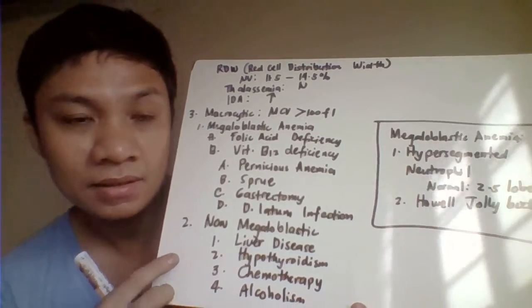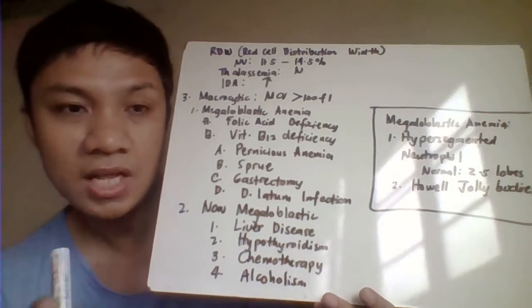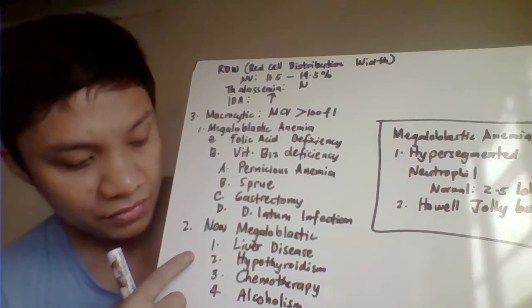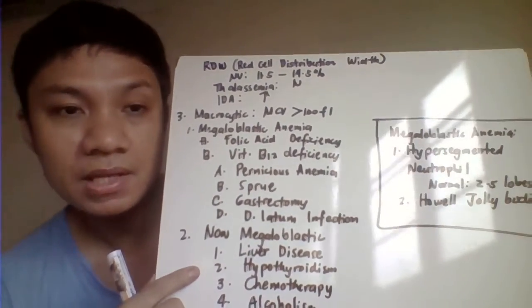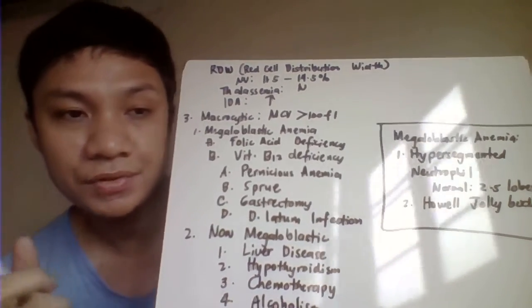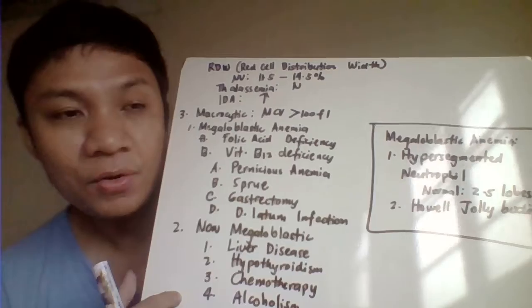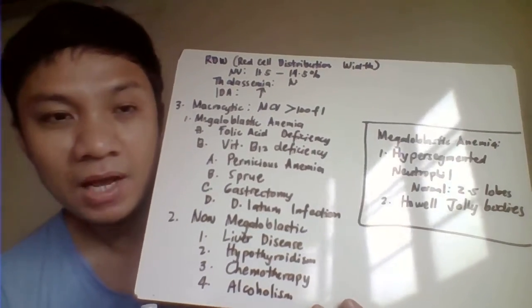Non-megaloblastic anemia naman, the following conditions also try to change the size of your RBC, lalaki ang RBC natin. In the case of liver disease, hypothyroidism, chemotherapy, and also alcoholism. Okay, so another parameter here that would help us check kung megaloblastic anemia.